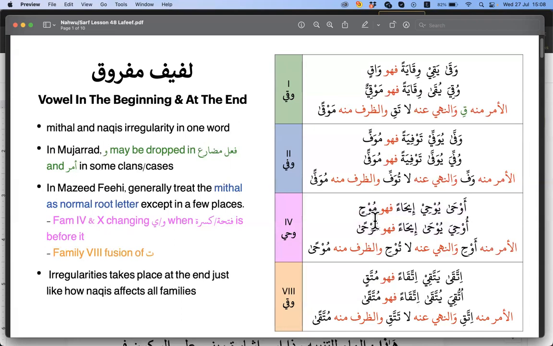And last for the misal, in family 7, it gets fused with the ta, right? Waqaf ya becomes ittaqa, yattaqi, right? You don't see the waw anymore.